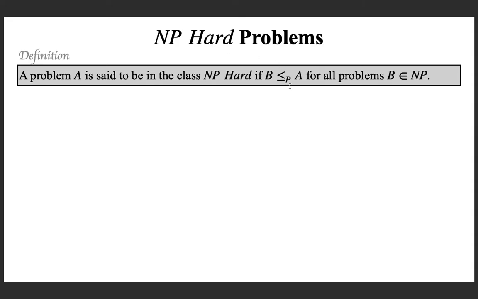So what is the definition? A is called NP hard if any class NP problem can be reduced to A. Okay, and if A is also in the class NP, it is called NP complete.